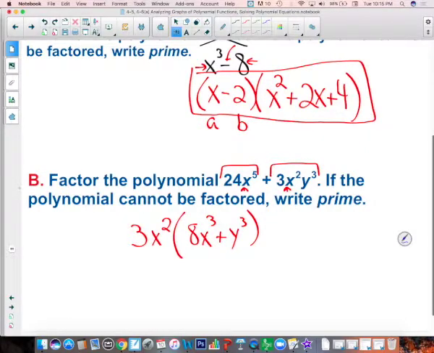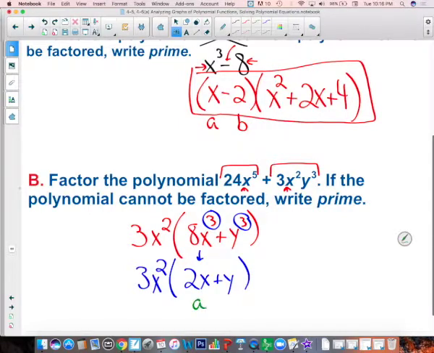So we're going to apply the pattern. That 3x squared stays out front. Now I have to figure out what my a is going to be. What cube gives me 8x cubed? We know that 2 cubed turns into 8, and x cubed turns into that x cubed there. Same thing with the y, it's just going to be y. So the 2x, that whole thing is going to be my a, and the y is going to be my b. Then I have to apply that pattern.